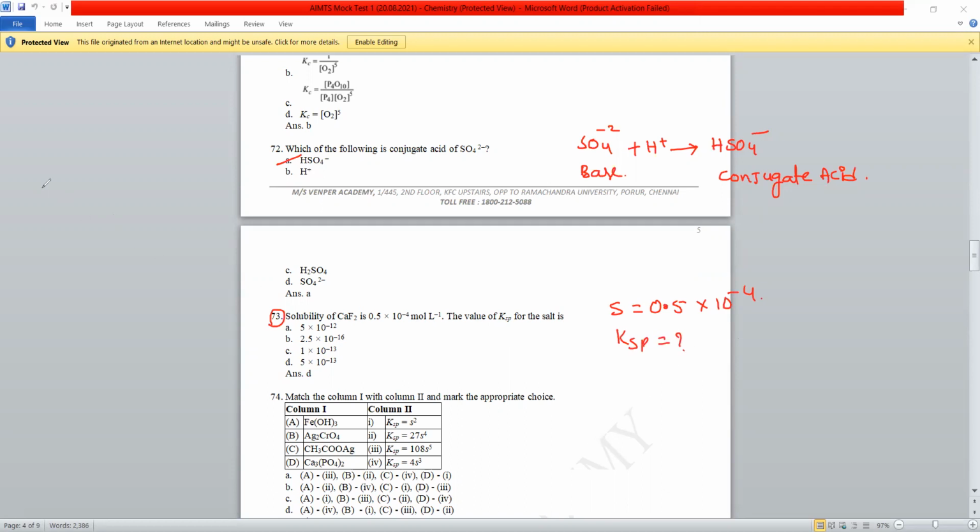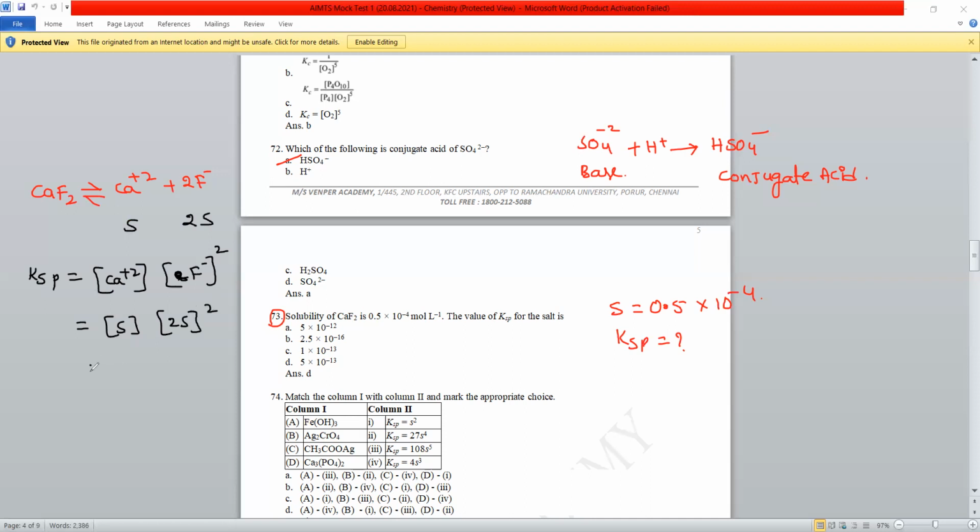As we know very well, CaF2 at equilibrium gives Ca2+ plus 2F-. If the solubility of calcium is S, then the solubility of fluoride will be 2S. So Ksp equals the concentration of Ca2+ times the concentration of F- raised to the power 2. Here the concentration of calcium is S and the concentration of fluoride is 2S, squared.